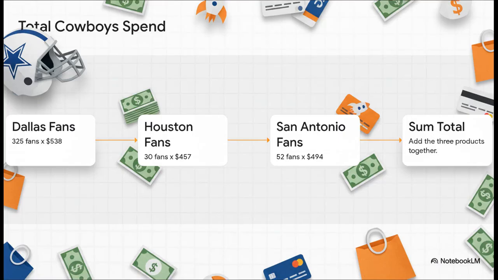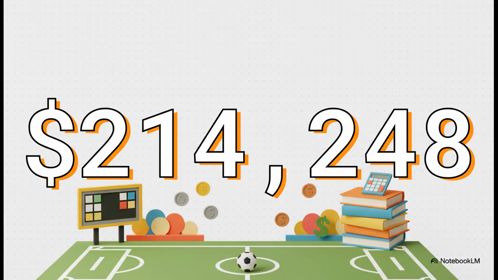And for right now, let's just zoom in on the Dallas Cowboys fans. So this is the very first skill you've got to nail, finding the total amount of money spent. It's pretty straightforward, really. We're just going to multiply the number of fans in each city by what they spent on average. We do that for Dallas, Houston, and San Antonio, and then we just add those 3 numbers up. And just like that, boom! There's our answer for question 1 from the lesson. That's the grand total spent by all the Dallas Cowboys fans in this survey.